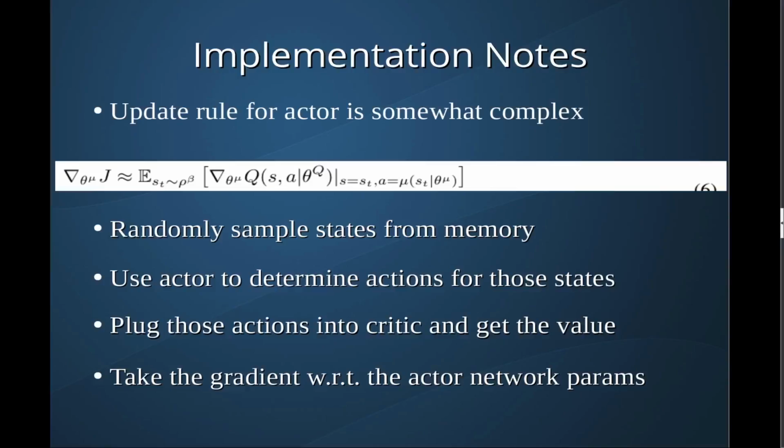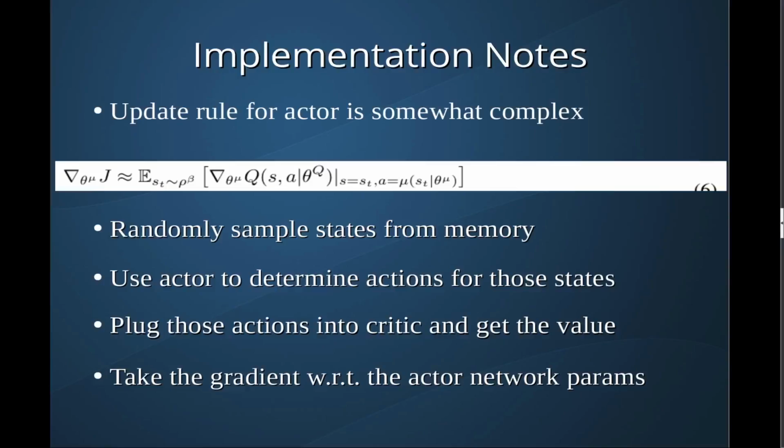Then the next thing you want to do is plug those actions from the actor into the critic network along with the states we sampled from the memory and get the value from the critic network, what it thinks that state action pair is worth. And then we're going to use the gradient tape from TensorFlow 2 to take the gradient of the critic network with respect to the parameters from the actor network. And we can do that because they're coupled through the selection of the actions based on the actor network.